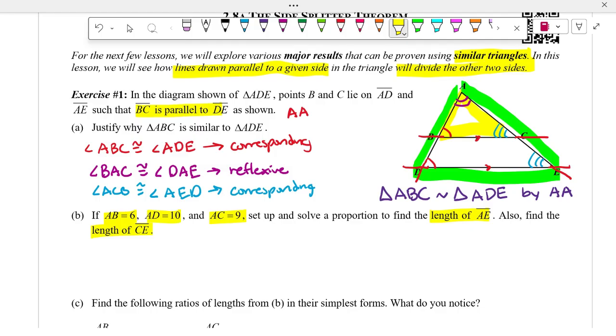So first things first, you always start by labeling what you got. AB is 6, AD, so this entire side length, is 10. AC is 9, and they want us to find the length of AE. So let's call that X. And then the length of CE, so let's call that Y.